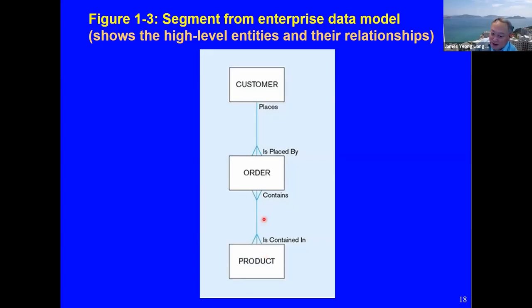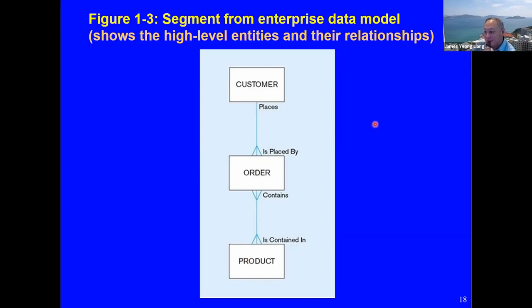Now, each product can appear in many orders, because let's say a Big Mac can appear in different receipts, right? Because different customers may have ordered the same thing. So therefore, each product may be contained in many orders. So to combine the business rule down and the business rule up, that means 2 directions, this is called a many-to-many relationship.